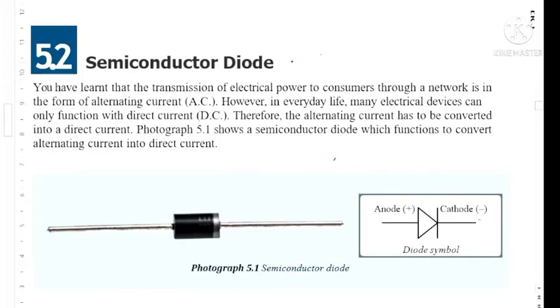In my previous video, I've discussed about what is diode. Diode is produced by combination of N-type and P-type semiconductor. That's why diode is also known as PN junction.